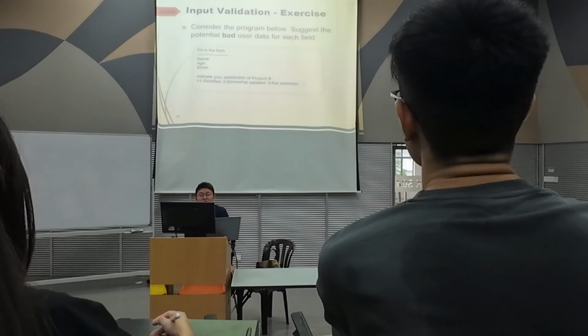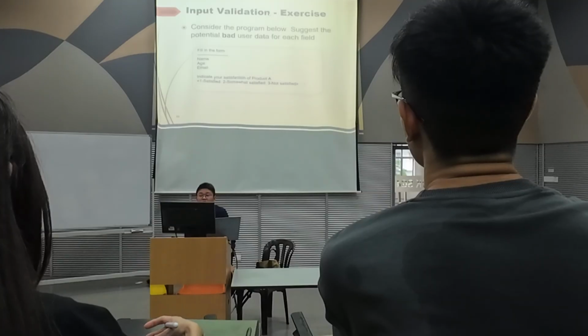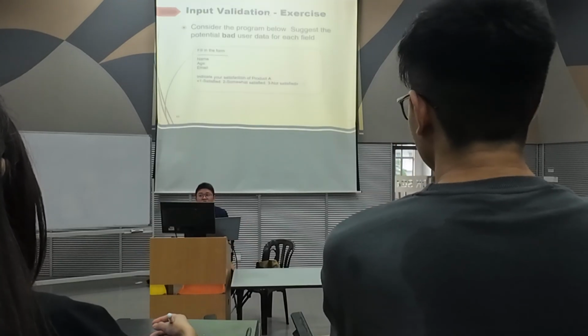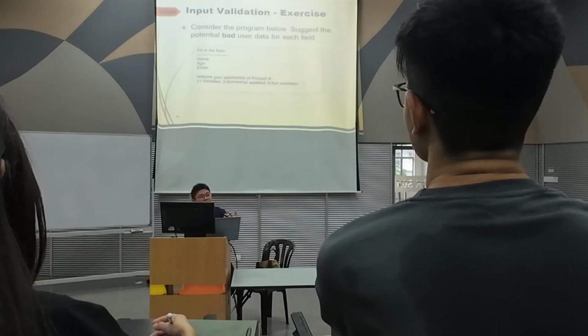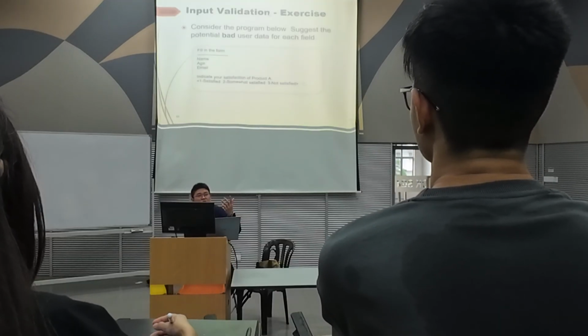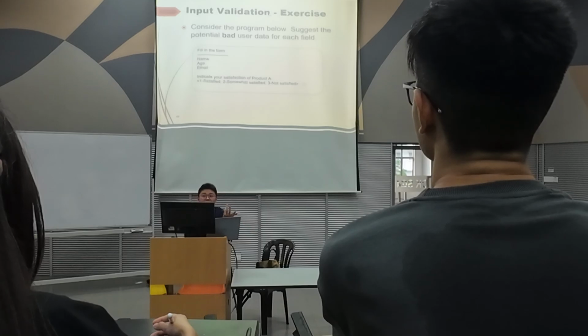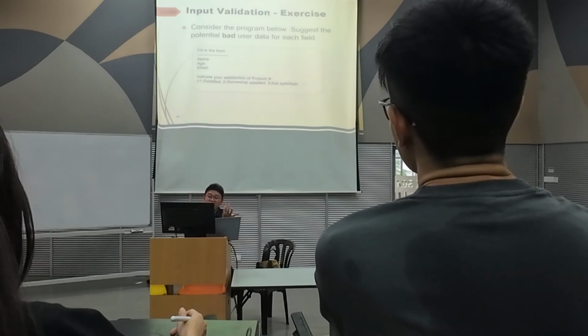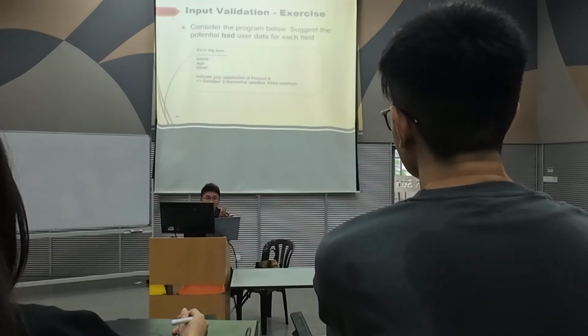Is it a number or an alphabet? Yeah, alphabets, right? You don't put in your name like, let's say my name Jack Chang, right? I don't put in Jack 1 2 3 4 5 Chang. No, right? This is what you actually need to check. This is what we consider as the bad user data.